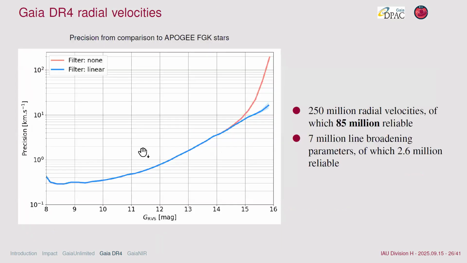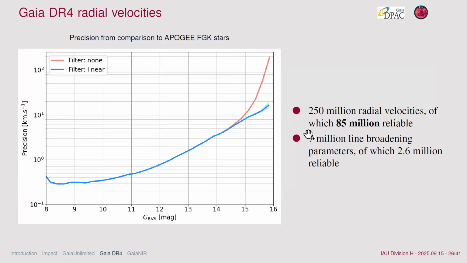Okay, finally, the spectroscopic performance. This is the precision on radial velocities from a comparison to APOGEE FGK stars. So here's the precision in kilometers per second. This is 1, this is 10, as a function of the magnitude in the RVS band. And note that we will now go down all the way to magnitude 16, so all the way to the survey limit of RVS, where for Gaia DR3 we were still limited to magnitude 13 in terms of radial velocities.